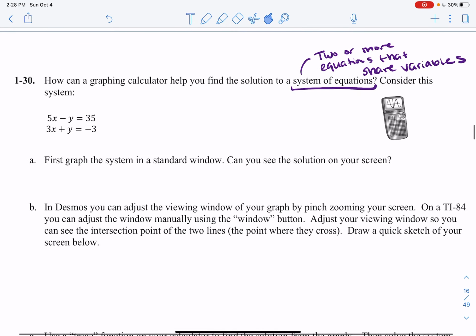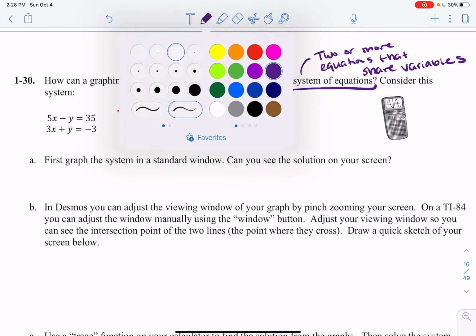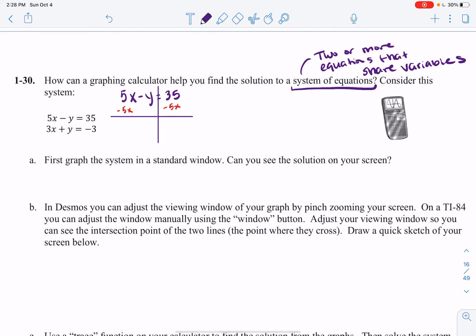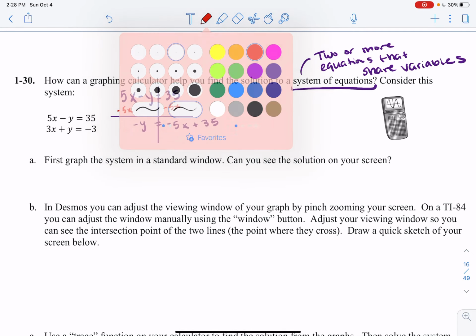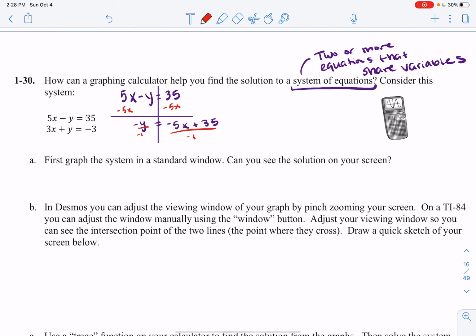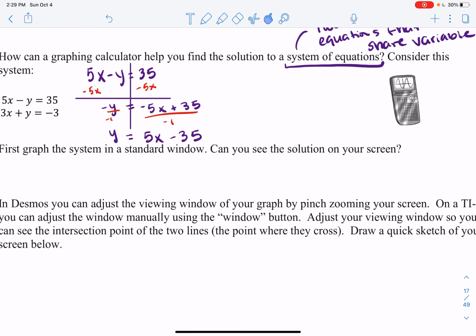So what I'm going to do first is make each of these be in y equals form. So I've got 5x minus y equals 35. I'm going to subtract 5x on each side. So I've got negative y equals negative 5x plus 35. Then I'm going to divide by negative 1 because we want what y equals, not negative y. So y is equal to positive 5x minus 35. All right, so I got that. It's a y equals. Awesome.